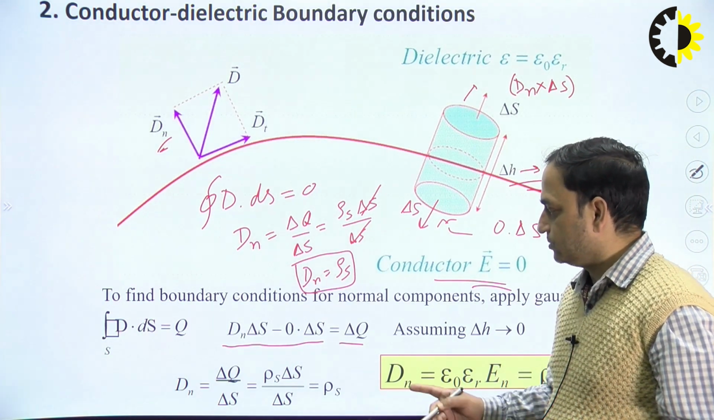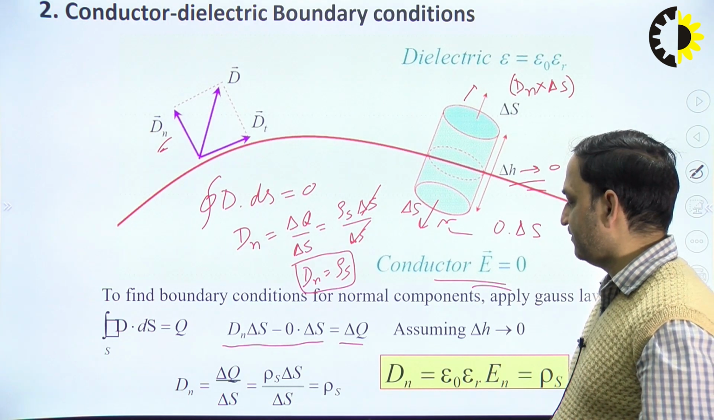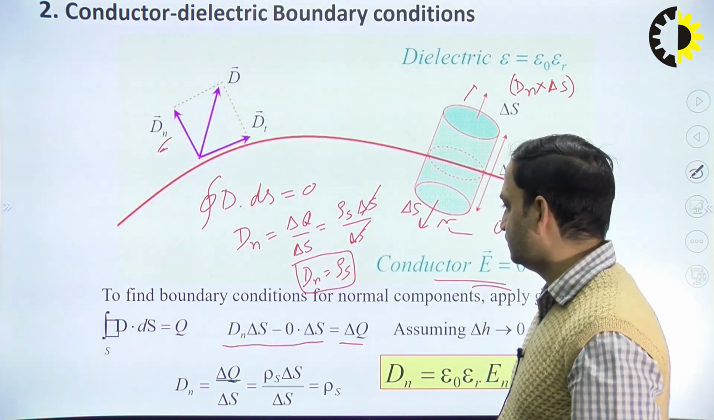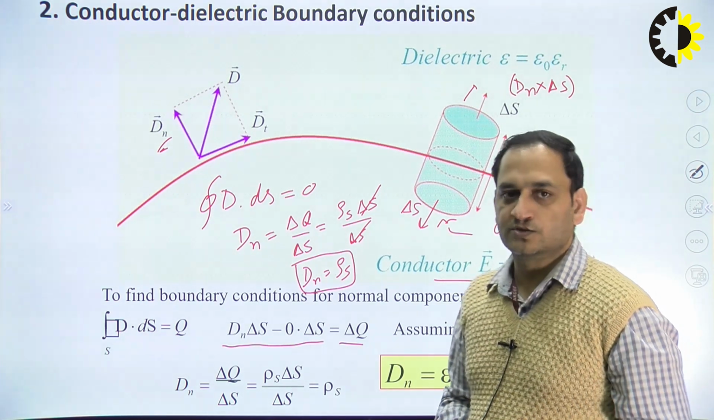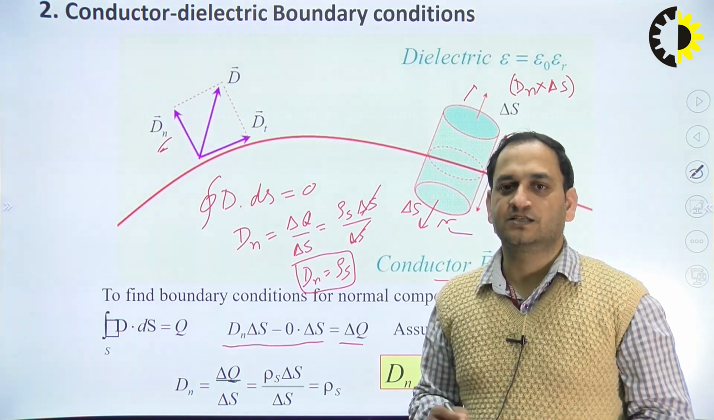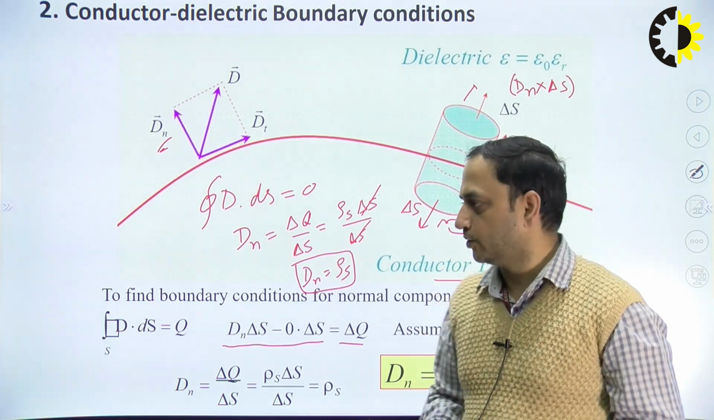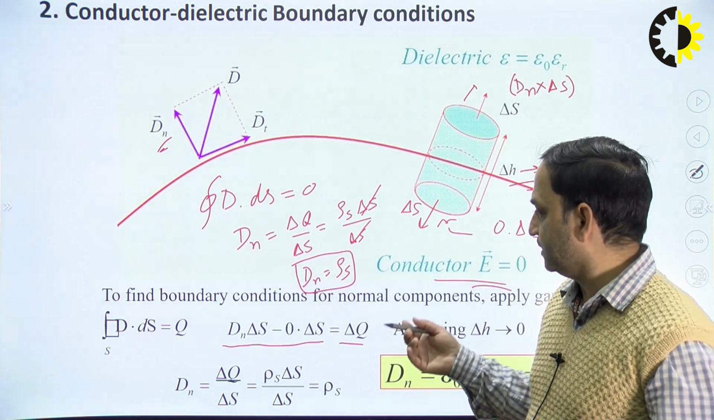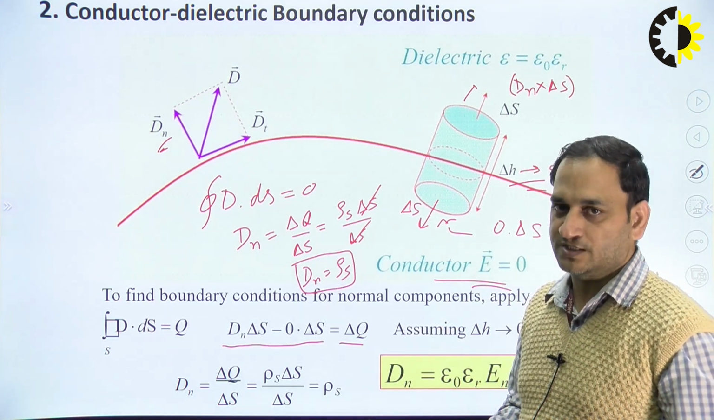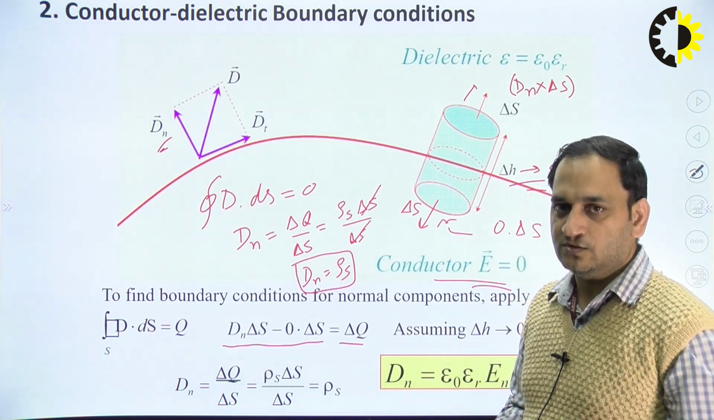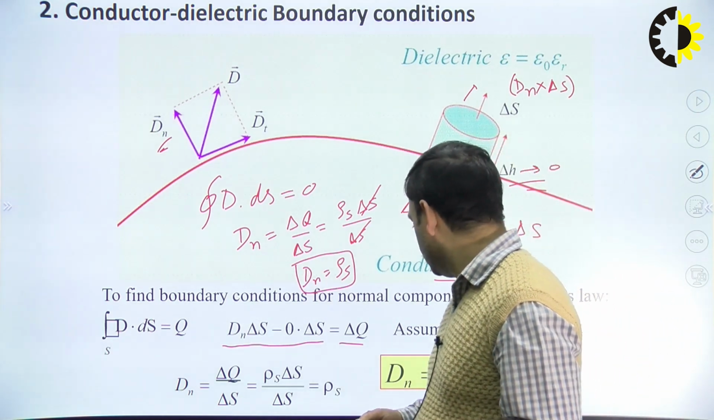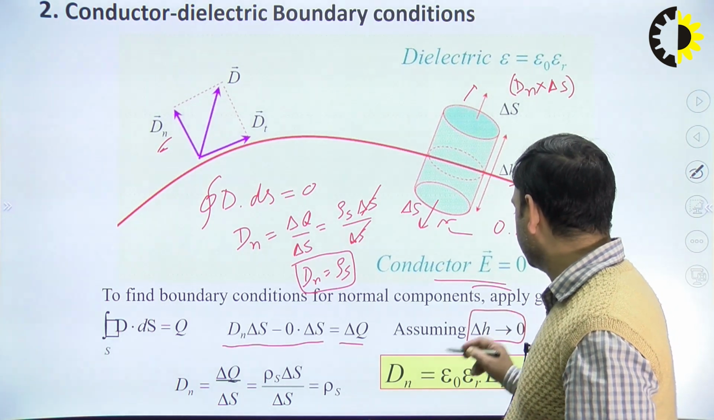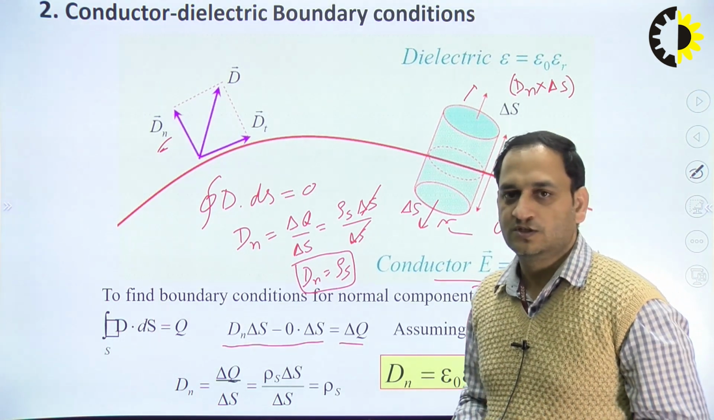Okay, so Dn is rho s, so we can say the special case when rho s is equal to 0. So when rho s is equal to 0, it means Dn is equal to 0. It means the normal component of electric flux density is equal to rho s. If rho s is 0, then Dn is also 0. Okay. But the important point to remember is that delta h tends to 0.